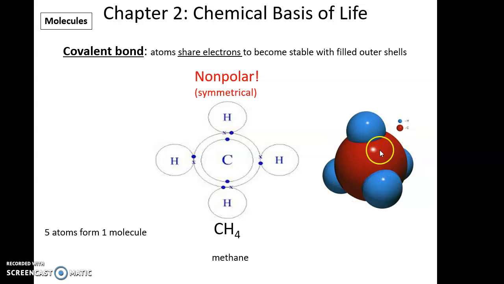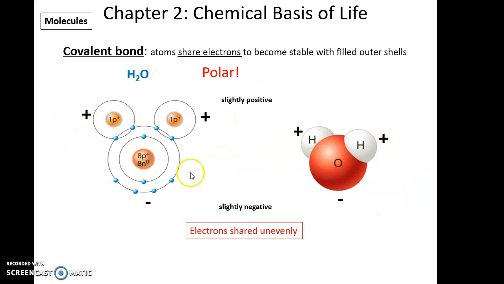Here's a sort of bubble view of methane. So we have 5 atoms forming 1 molecule, a methane molecule. And it is nonpolar because this is an evenly symmetrical distribution of the electrons, so there's no uneven distribution. It is nonpolar. However, you can get a polar distribution.